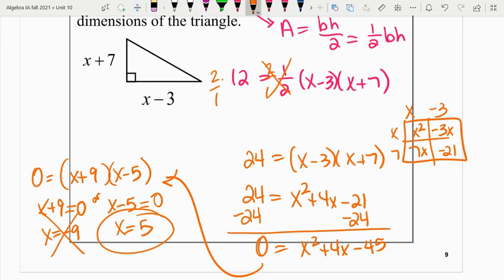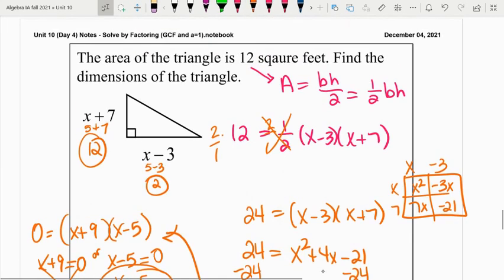But then I need to plug that back in. So 5 plus 7 gives me 12 for this side. And 5 minus 3 gives me 2. So my dimensions are 12 feet by 2 feet.